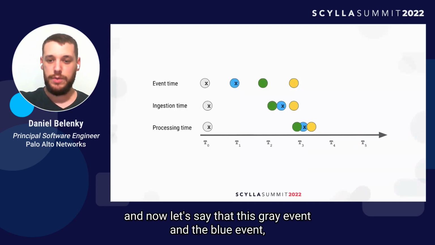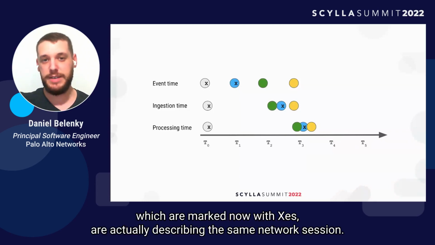Now let's say that this gray event and the blue event, which are now marked with X's, are actually describing the same network session.